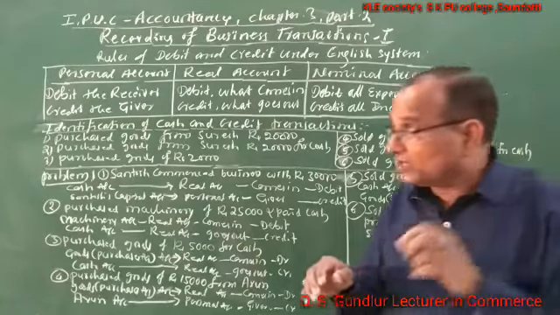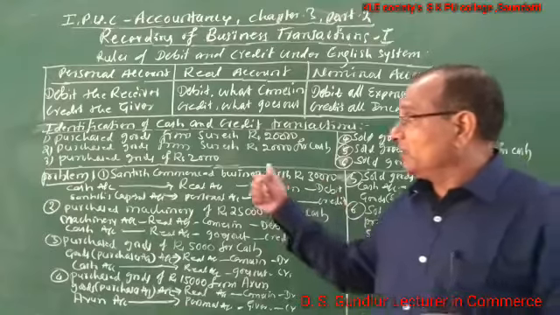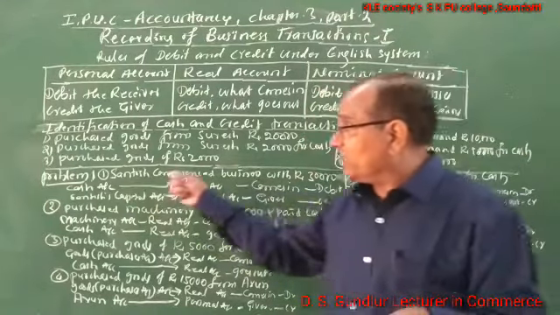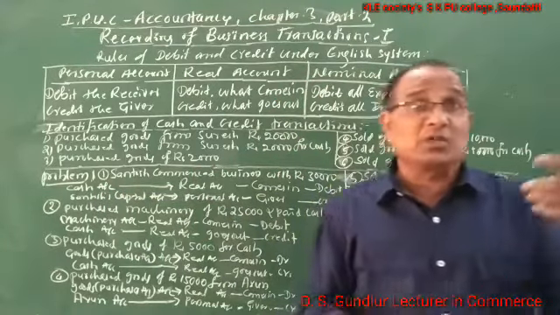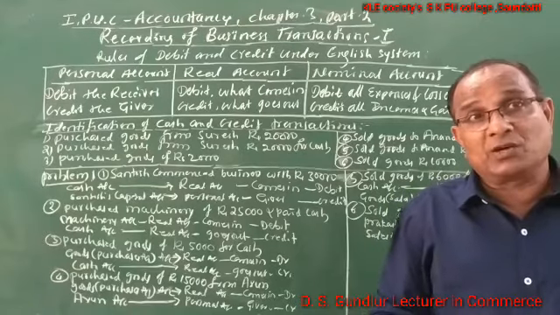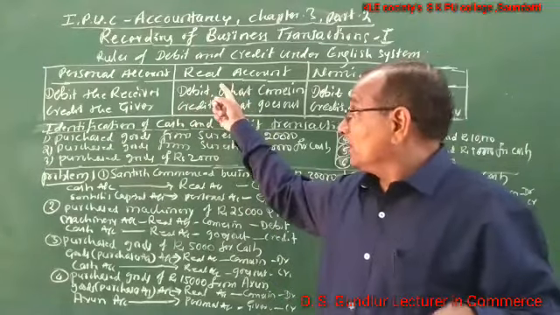Even though Santosh invested in business, it means Santosh's capital account, and one more is a cash account. Going through this transaction, identify two accounts, cash account and Santosh capital account. Cash account is a real account and Santosh capital account is a personal account. For cash, apply the rules of real account.